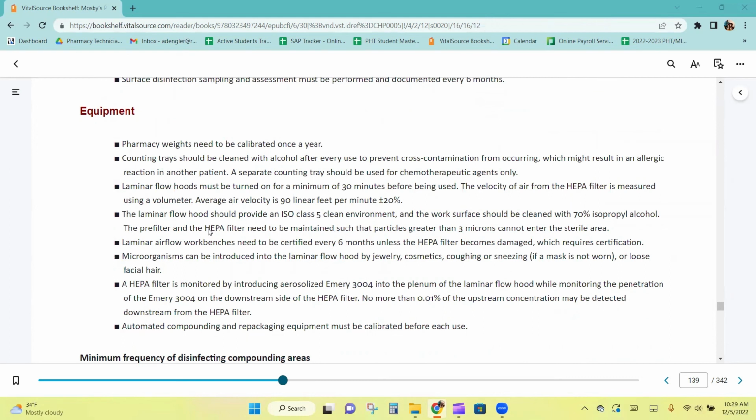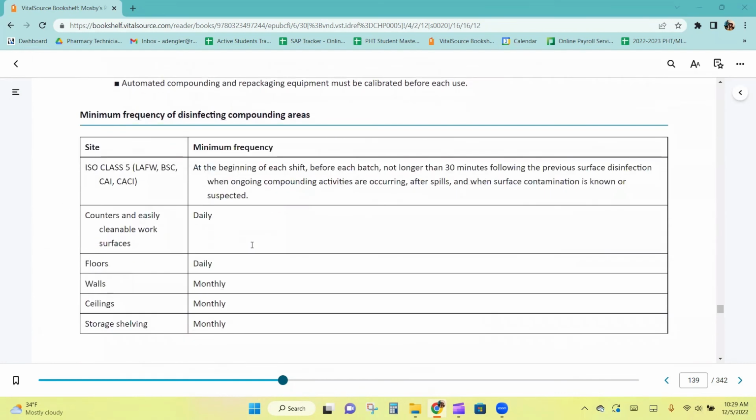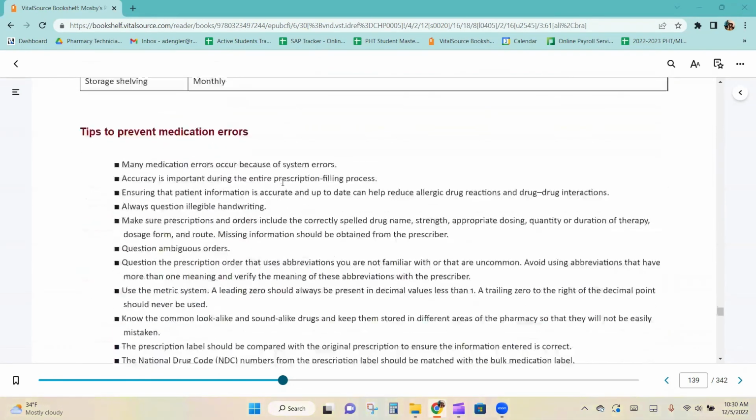Counting trays should be cleaned with alcohol after every use to prevent cross-contamination from occurring, which might result in an allergic reaction in another patient. A separate counting tray should be used for chemotherapeutic agents only. Automated compounding and repackaging equipment must be calibrated before each use. So make sure you read through those. And then we have the minimum frequency of disinfecting compounding areas. So here we have the site and the minimum frequency. The ISO class 5 is just whatever kind of laminar flow hood or biological safety cabinet that you have.